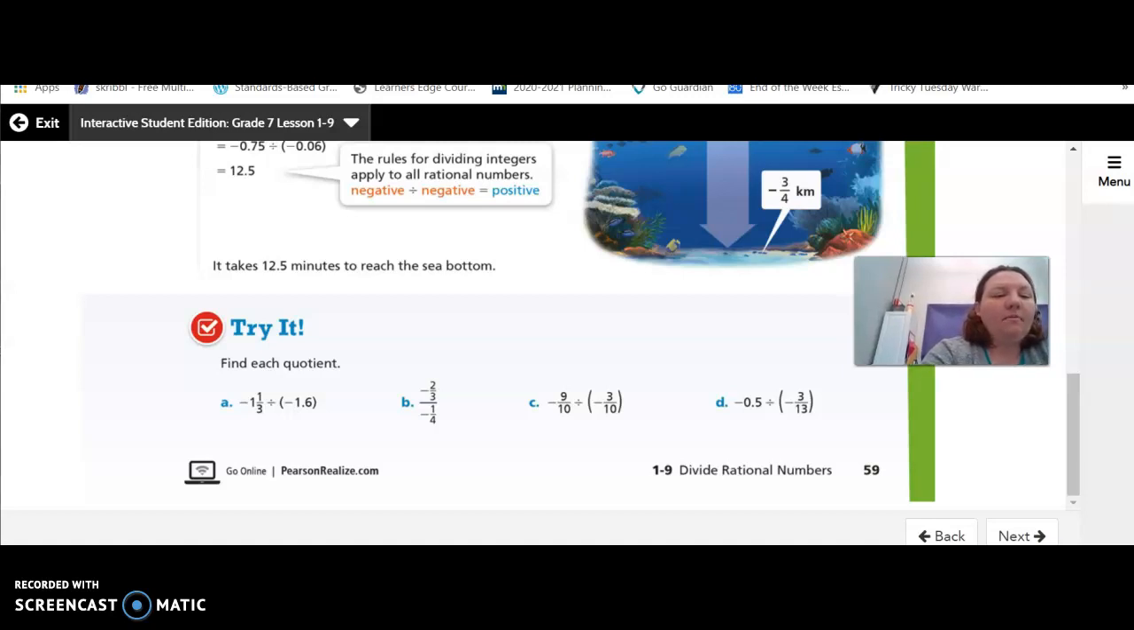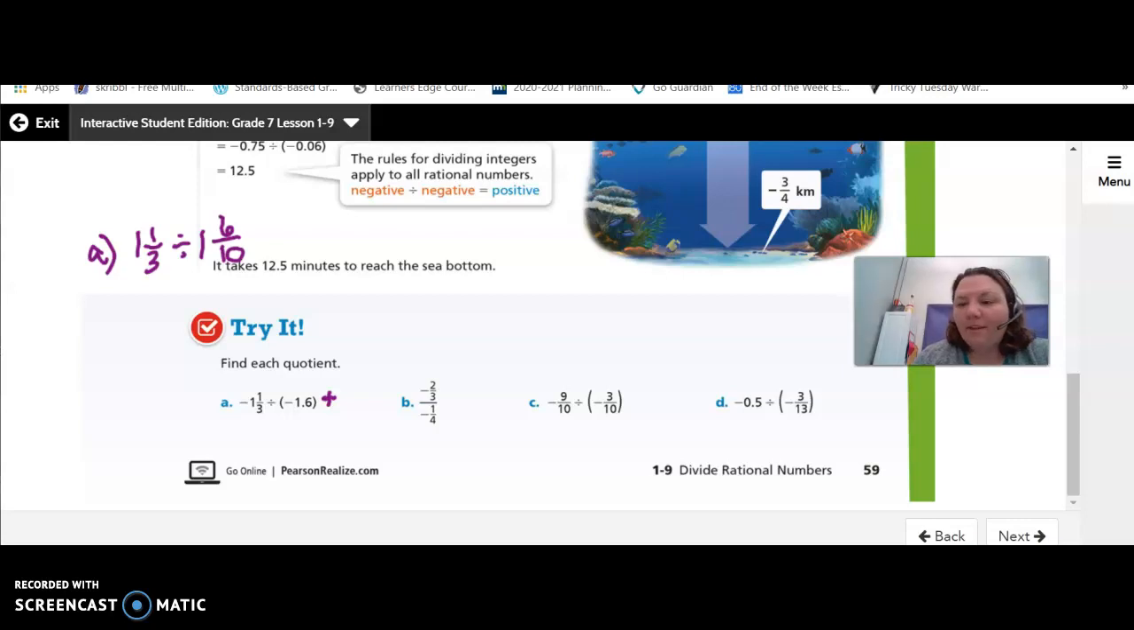So if we look at example A, we have -1 1/3. First, I'm going to deal with those negatives. A negative divided by a negative is going to give me a positive answer. So a negative divided by a negative becomes positive, just like those sign rules in part 1 of this concept. So I've got 1 1/3 divided by 1 6/10. I take that 0.6 and I turn it into a fraction.